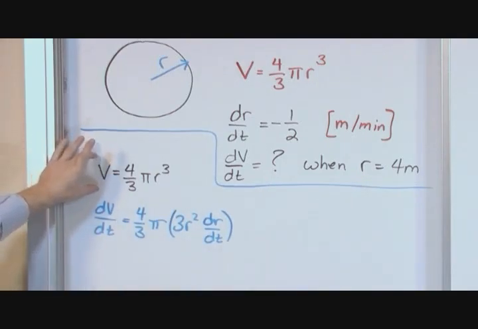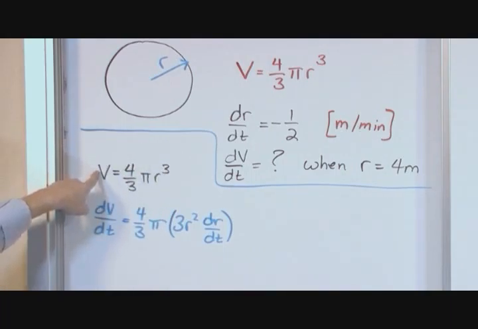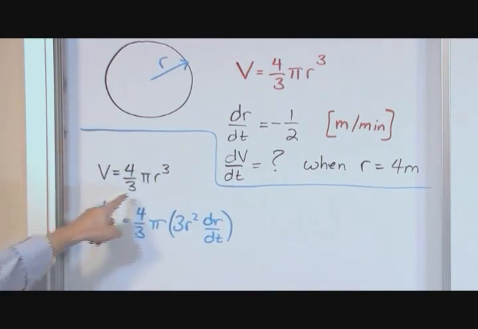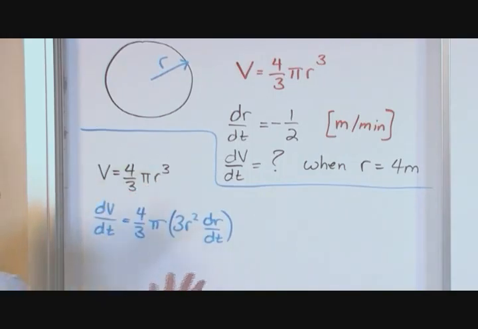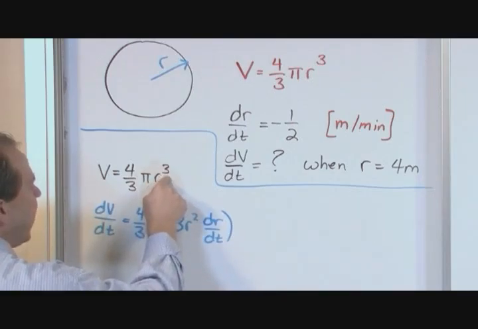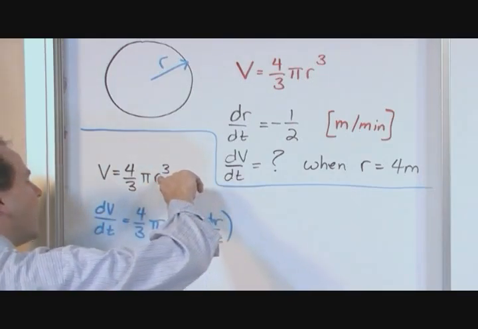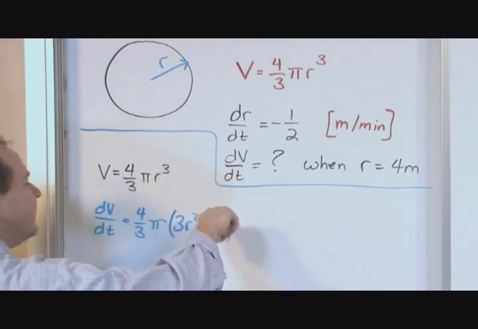We want to take the derivative of this guy with respect to time. So we want to know, well, how does the volume change with time? So we write that down. These are constants, so they come out. When we take this guy, basically what you're doing is you're sort of using the chain rule. 3r squared times the derivative of the inside. The inside is just r, so you make it dr/dt.